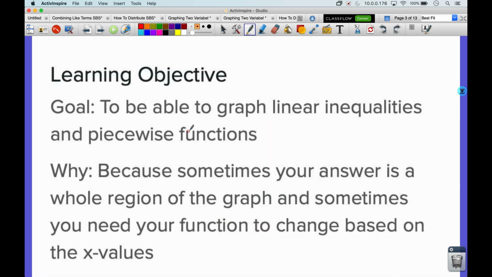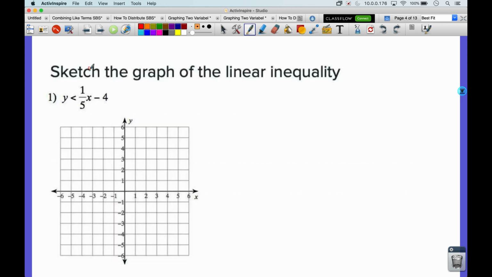Okay, now we gotta start taking notes. Goal today is to be able to graph linear inequalities and piecewise functions. Why are we doing this? So graphing is a way to represent our answers, and sometimes your answers are in a whole region of the graph, and sometimes you need your function to change based on the x values. So we'll see what that means here.